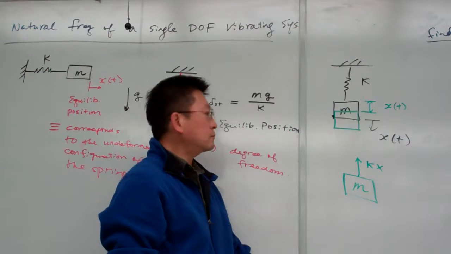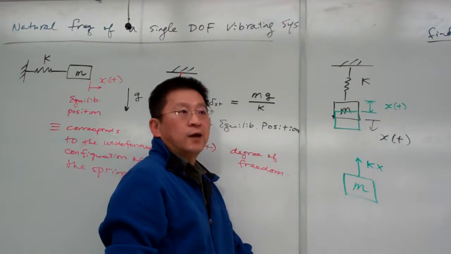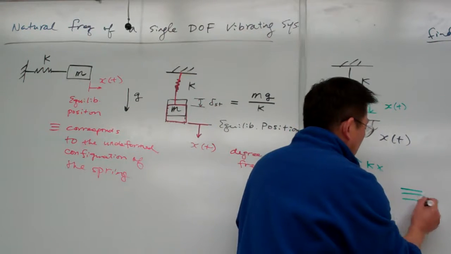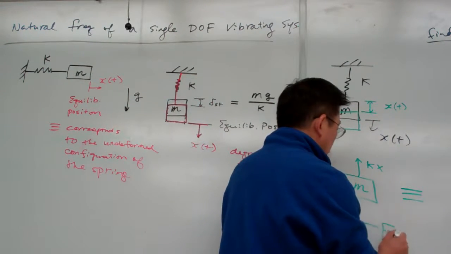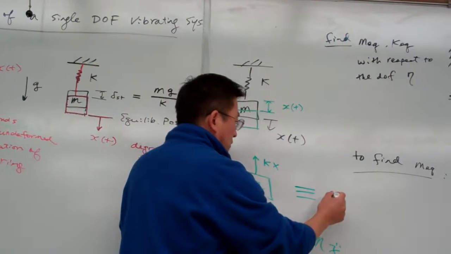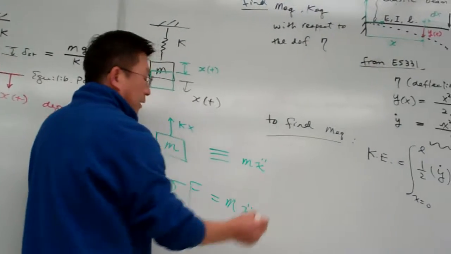Okay? This is a force. And right now we're talking about a dynamic system. So using Newton's second law, force equals ma, which is mx double dot. So basically that is mx double dot, right?